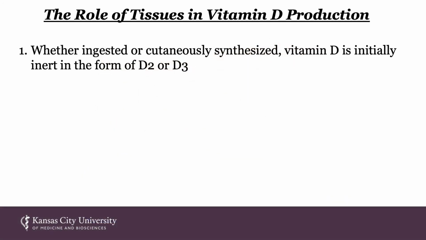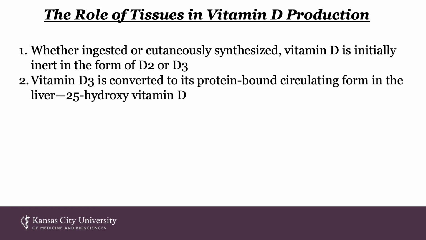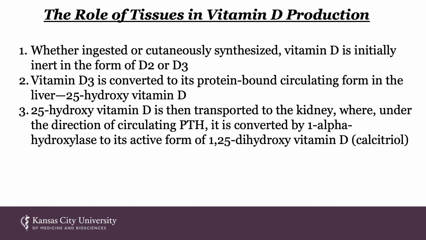Finally, to summarize the role of tissues in vitamin D production, whether you get it from your diet or from your skin and sun, vitamin D is inert when it's in the form of vitamin D2 or vitamin D3. Vitamin D3 is converted in the liver to 25-hydroxy vitamin D. From the liver, it travels to the kidney, where under the direction of circulating parathyroid hormone, it's converted to its active form, which is called 1,25-dihydroxy vitamin D, also known as calcitriol.